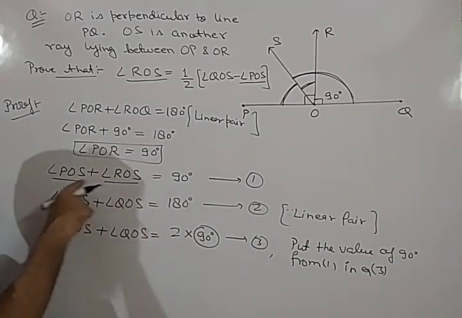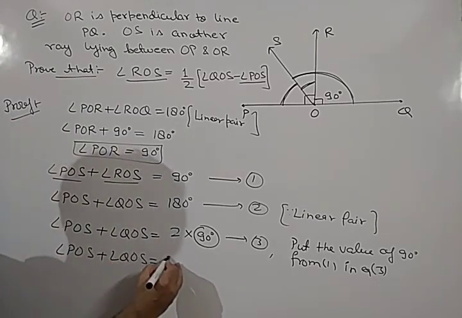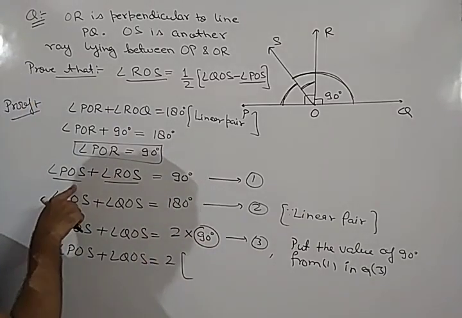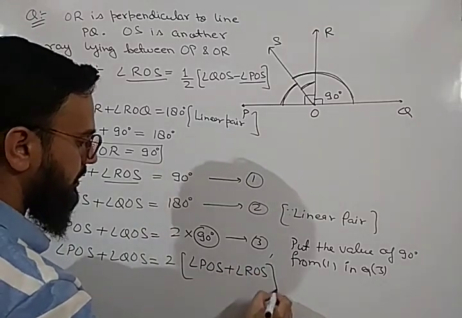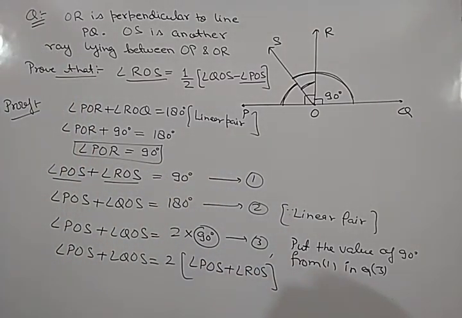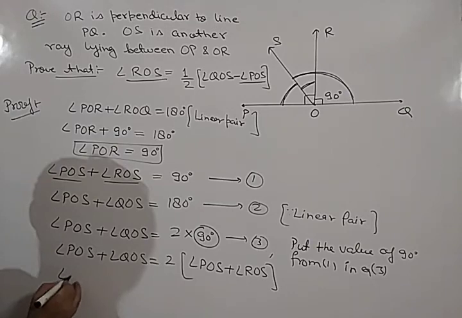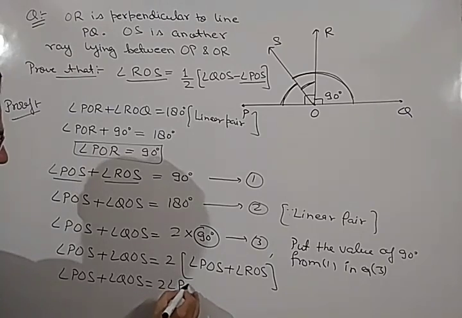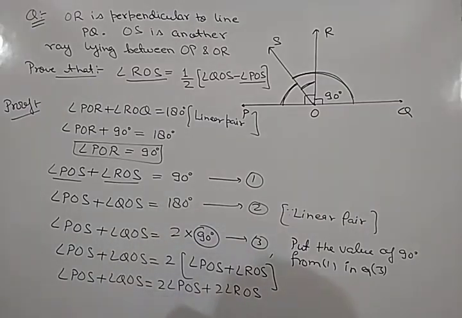So what is the value of 90 degrees? We can write angle POS plus angle QOS is equal to 2, and at the place of 90 degrees, we write angle POS plus angle ROS. Now open the bracket, take the similar terms together. So we get angle POS plus angle QOS is equal to twice angle POS plus twice angle ROS. Now solving it further, we will get our answer.